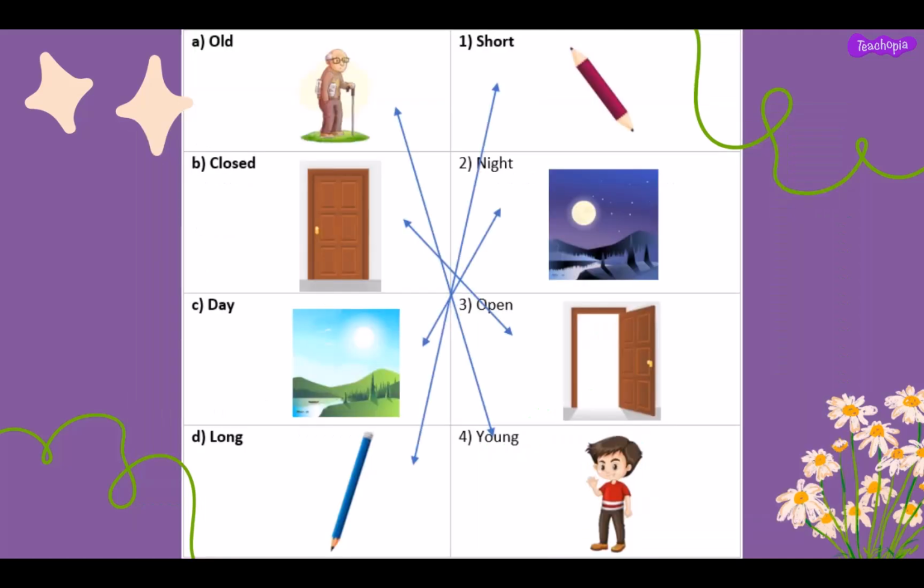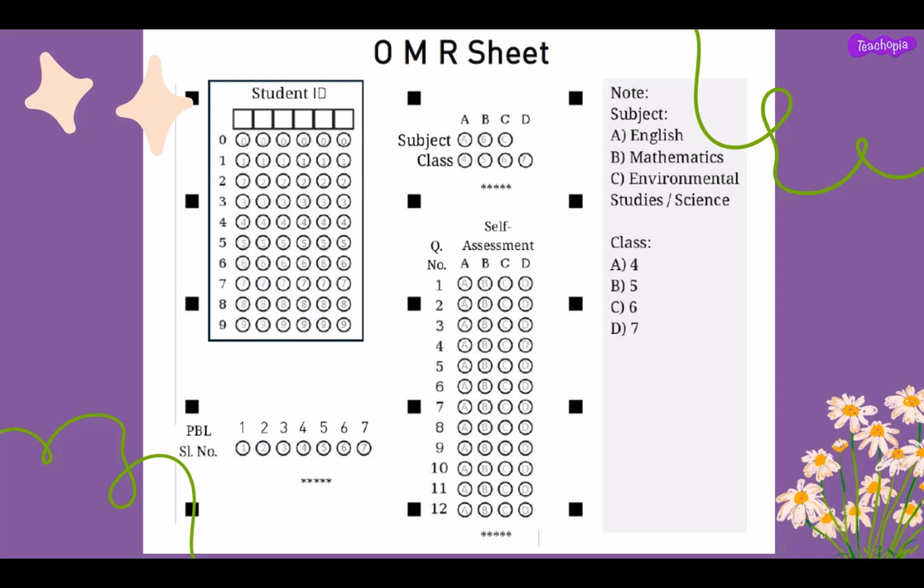For match the following, you may match the images and the word old with young, closed with open, day with night, long with short. PBLs also include OMR sheets so that the learner can practice for any competency exams they might appear for.